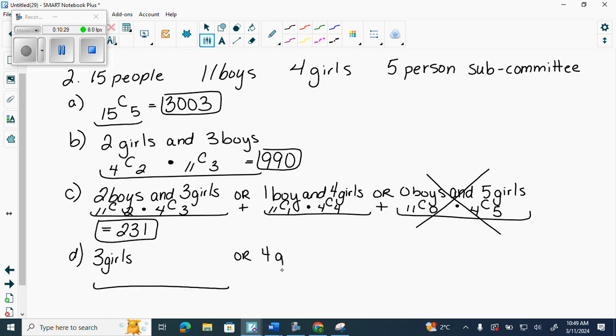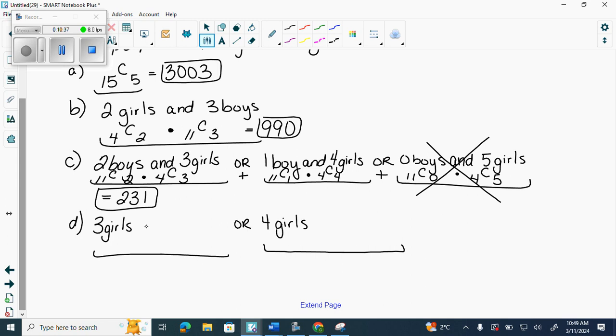4 girls. Or I could go to 5, but what's my problem with that? We don't have 5 girls. Yes. So we have 3 girls, and we need to supplement because I need 5 in this subcommittee with 2 boys. Or 4 girls and 1 boy.